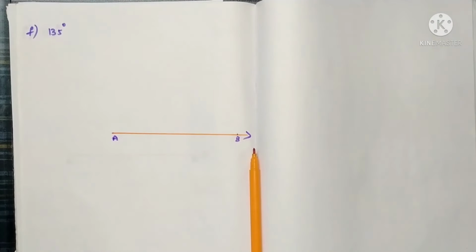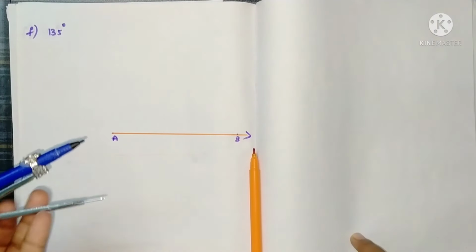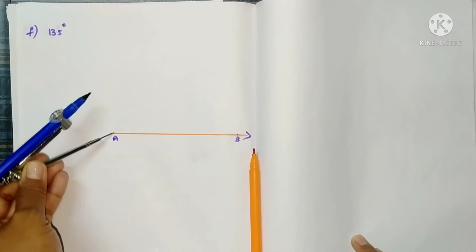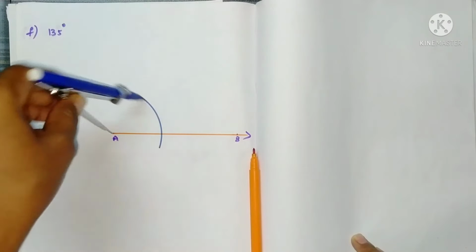draw a ray like this. Draw a little bit towards this side. So take the compass with some radius, draw a semicircle.